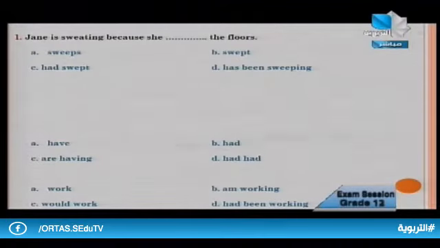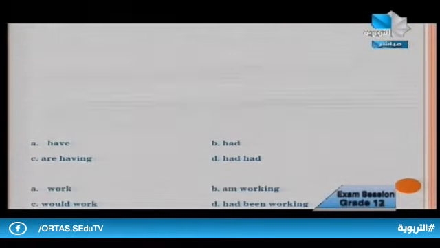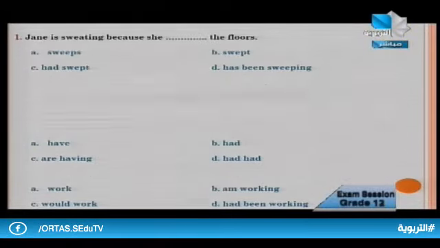Okay. Now we have, I think, an exercise about the future. The exercise for all tenses. Yes, for all tenses. Let's do number one.